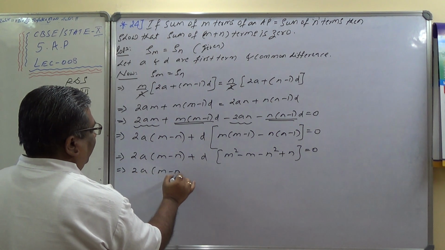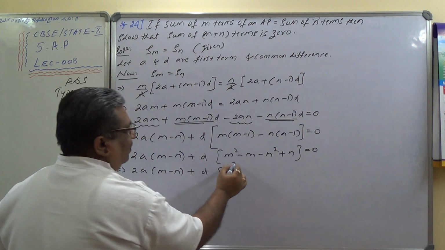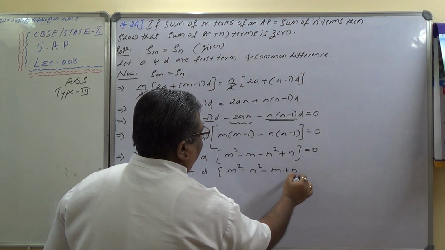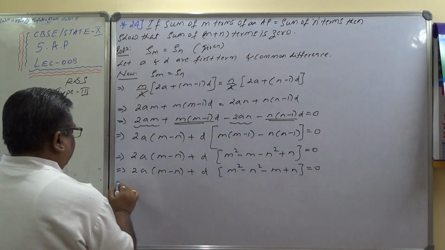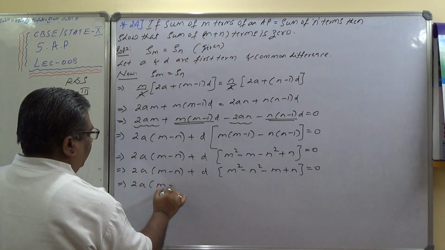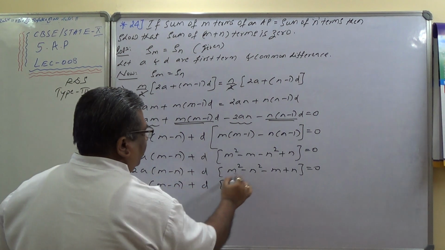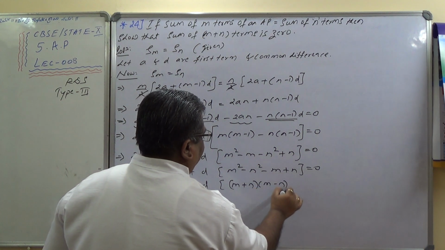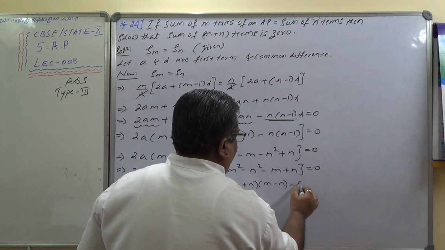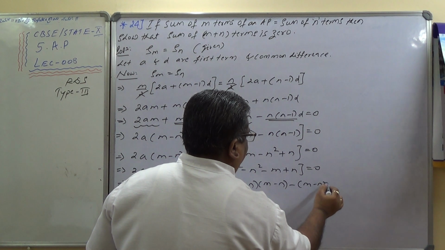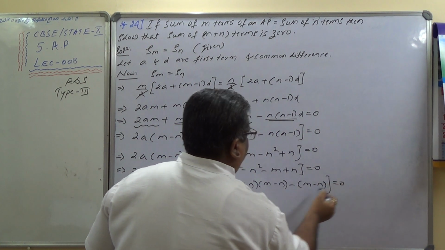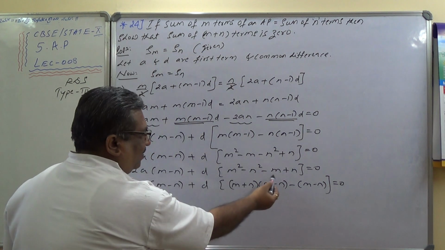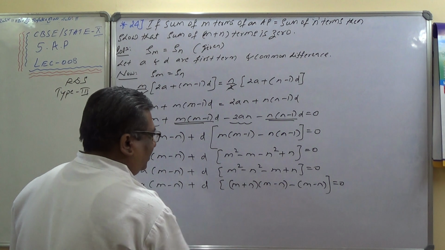2a into m minus n plus d times m square minus n square, rewriting, minus m plus n, equals 0. Here, m square minus n square can be written as m plus n times m minus n, and minus 1 you take common, m minus n. This step is very important. If you do not understand this manipulation, then don't attempt at all. That is how it is, because minus 1 is taken common, m minus n it is.